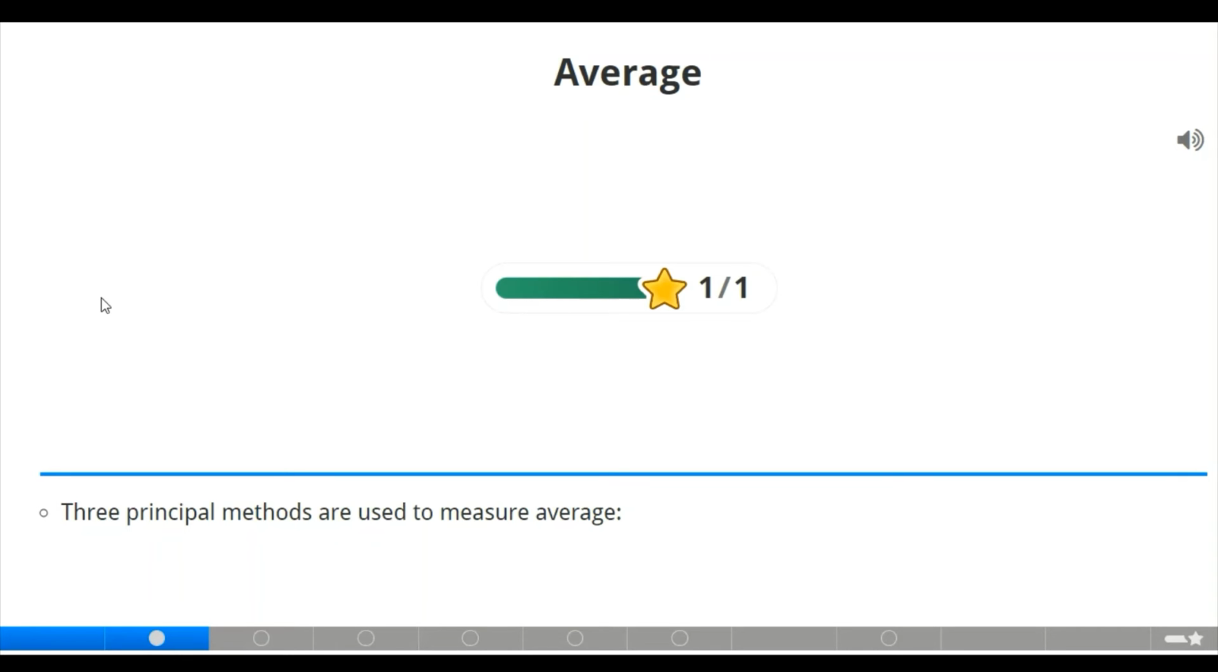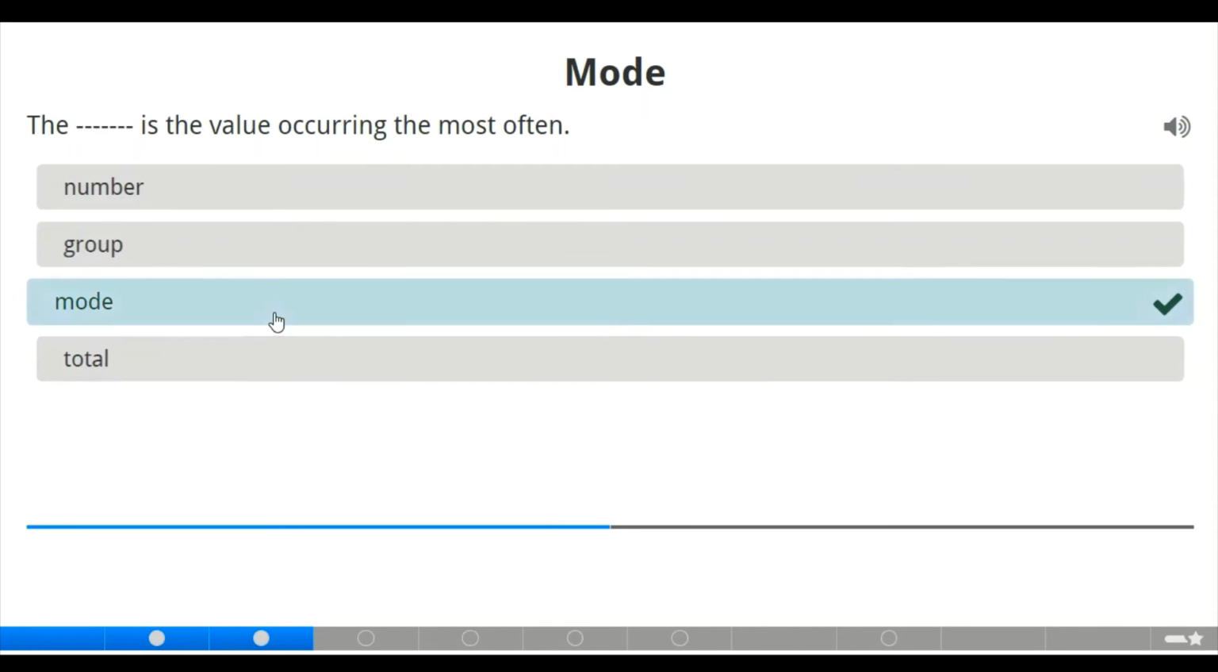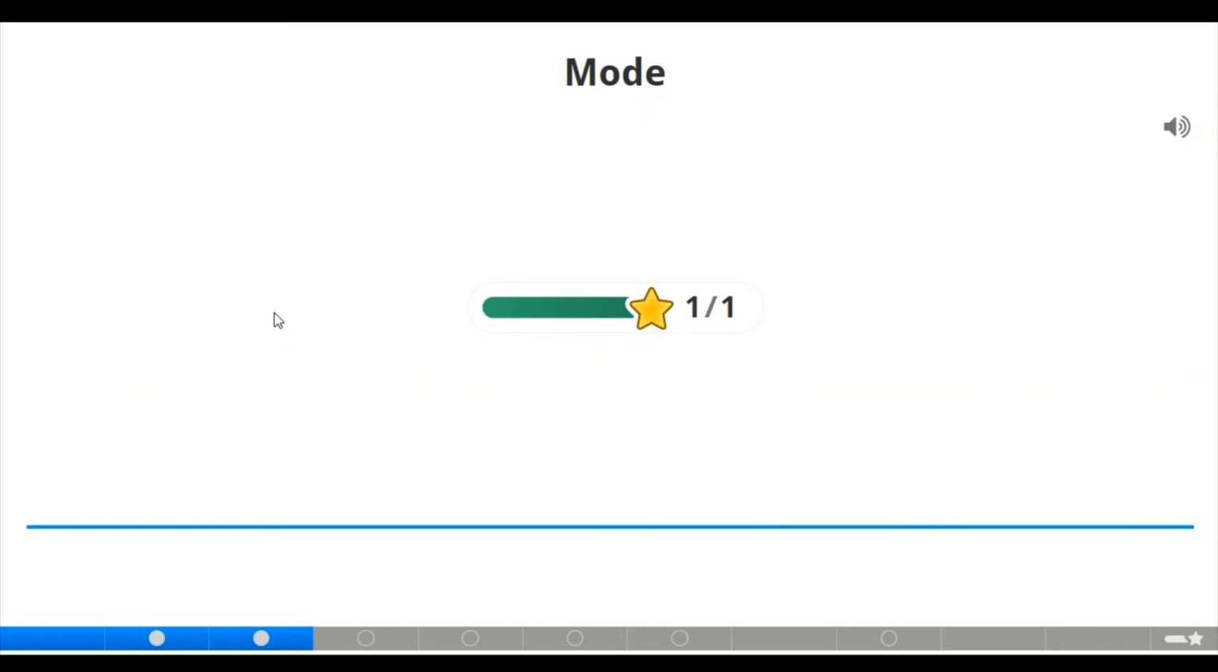Under average, to measure average, we have three basic methods which we are going to be considering in this class. The first one is mode. The mode is the value occurring the most. So when you have a set of data, the highest occurring number in such an arrangement is the mode.